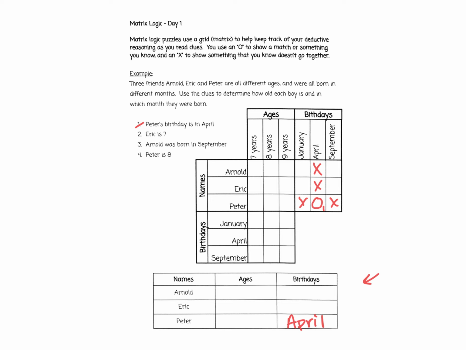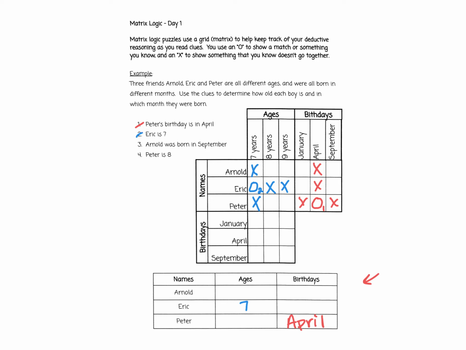It says Eric is 7. So if I find Eric and 7 years old right here, this has to be an O. So I'm going to go ahead and put an O with a 2 because this is clue 2. So if Eric is 7, that means Eric cannot be 8 or 9. And remember, they all have different ages. So that means Arnold cannot be 7 and Peter cannot be 7. So again, I want to go down here to Eric. Eric, we know, is 7.